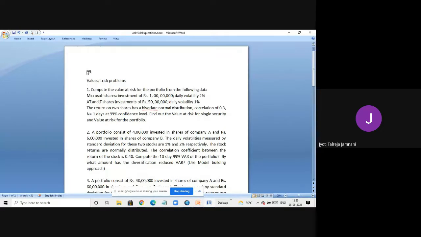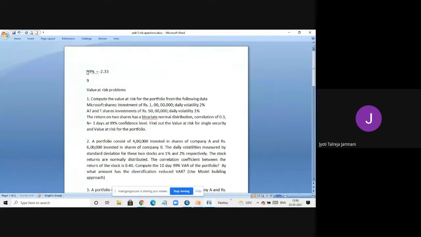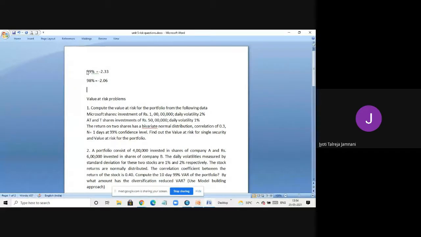So at 99% confidence level, the normal distribution table value is minus 2.3. How to see this value in the table? I'll teach you once we are meeting face to face. Okay, then at 98% confidence level, the table value is minus 2.06. And at 95% confidence level, the table value is minus 1.65.